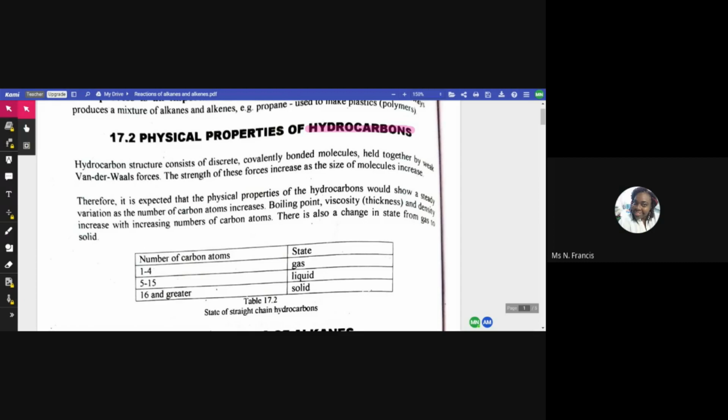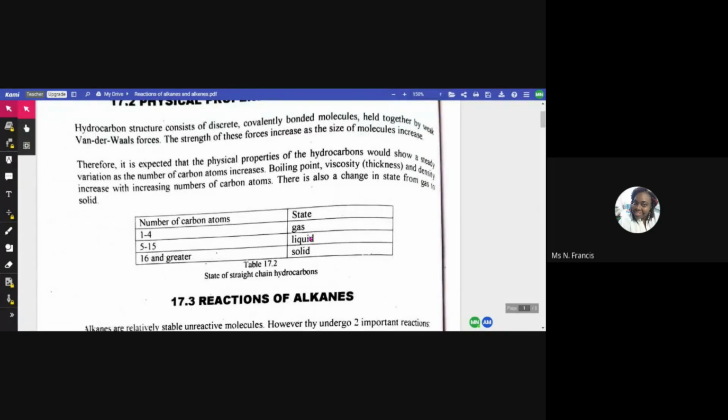So a hydrocarbon that has 5 carbon atoms in the chain would have a lower boiling point than a hydrocarbon with, say, for example, 20 carbon atoms in the chain. It will also be less dense. The one with the 5 will be less dense than the one with the 20. Now, there's also a steady variation when it comes to the state of matter, and this is something that you must make a note of.